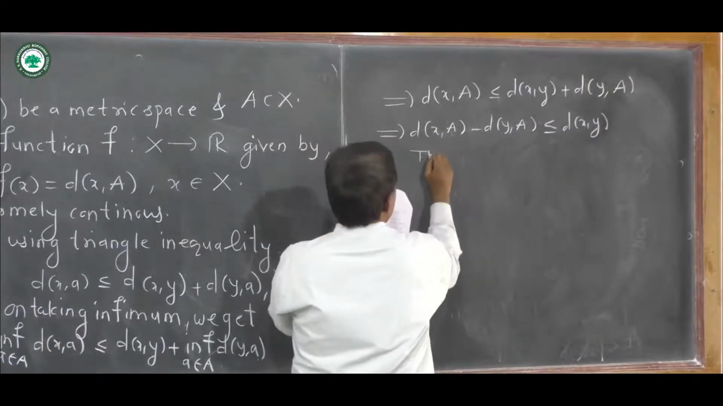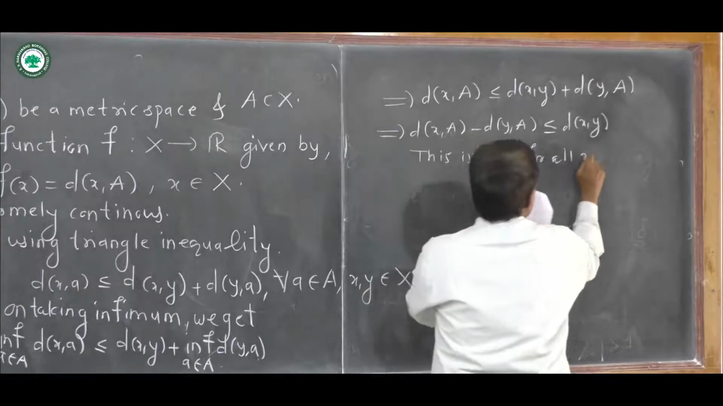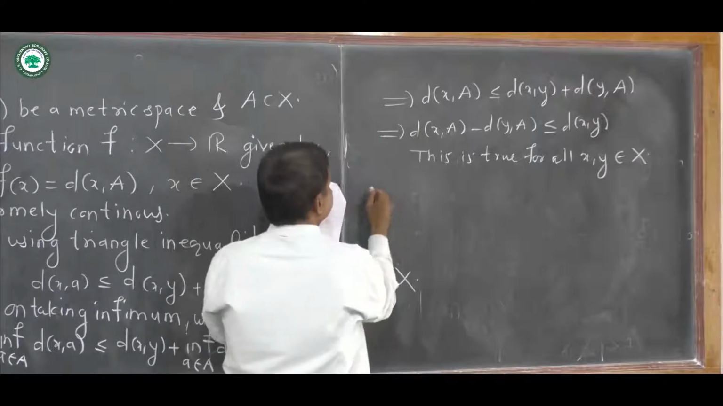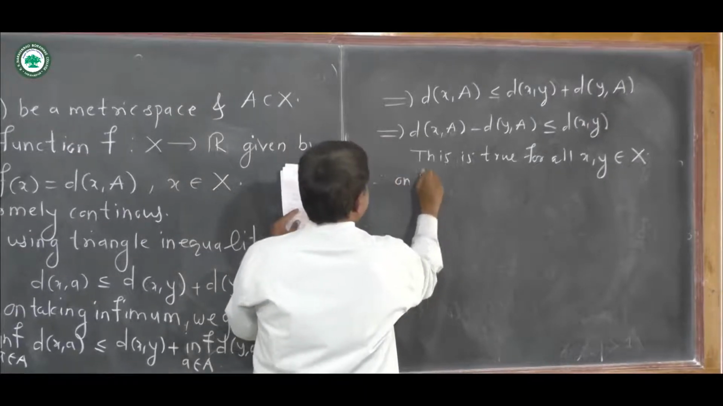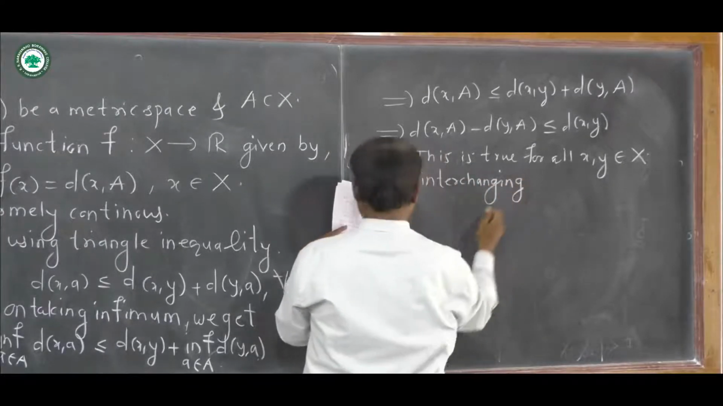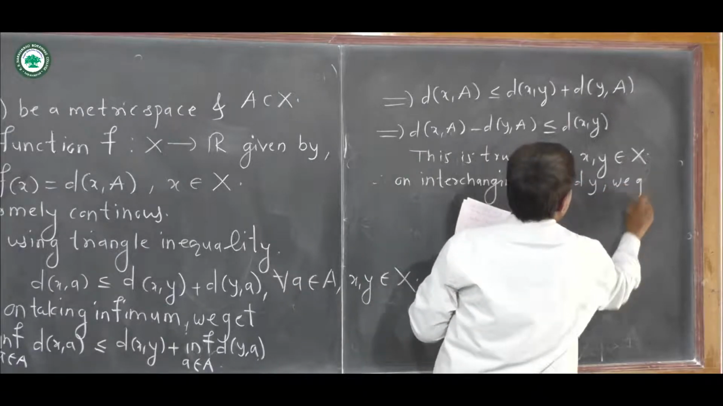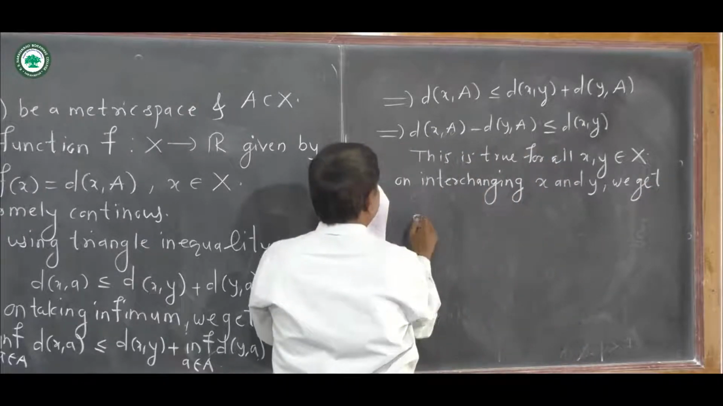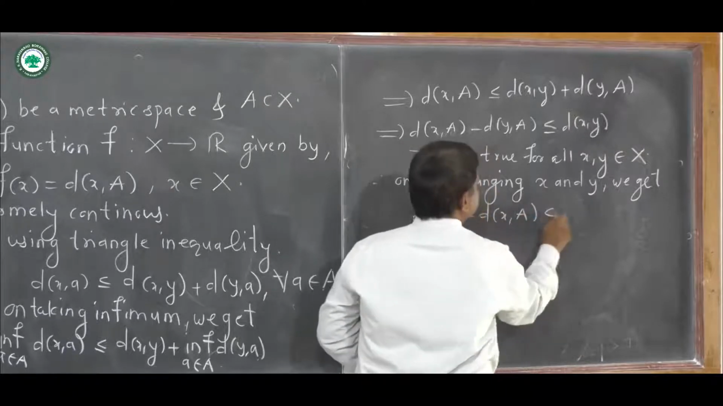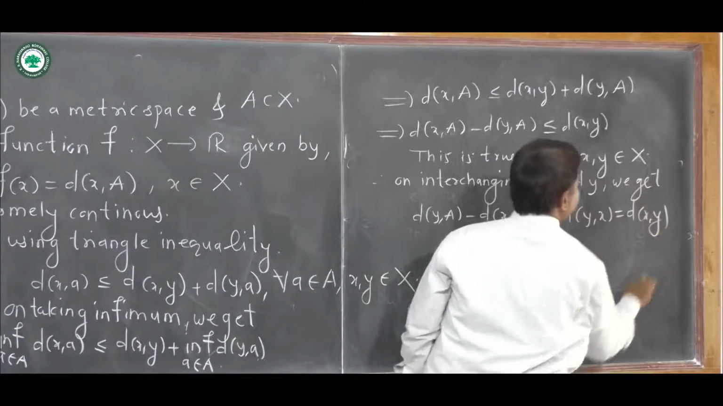Now this is true for all x, y belonging to X. Remember, this is true for all x, y belonging to X. So therefore, on interchanging x and y, we get d of ya minus d of xa is less than or equal to d of yx, that is d of xy, by using symmetry.